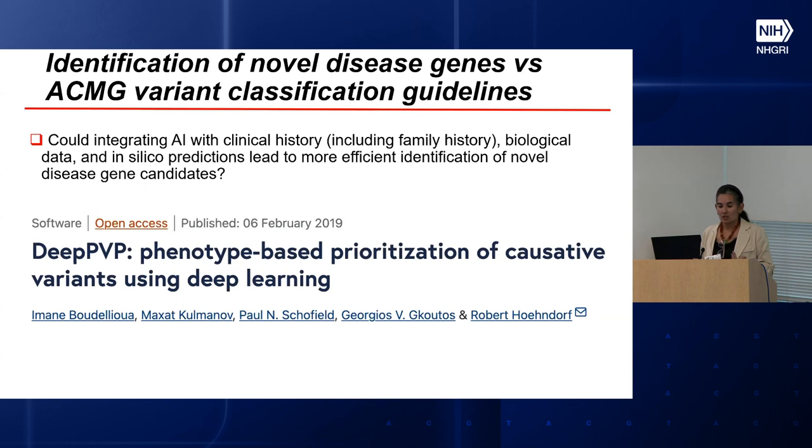Okay. So in terms of computational tools, I'm just going to run through things here. How is AI going to help us? And to me, the main thing that AI would be very helpful would be to integrate the clinical history, the biological data, the in silico predictions, and then help me to identify these novel disease genes, right? I want to put all that together and come up with the genes that are the best candidates for my patient.